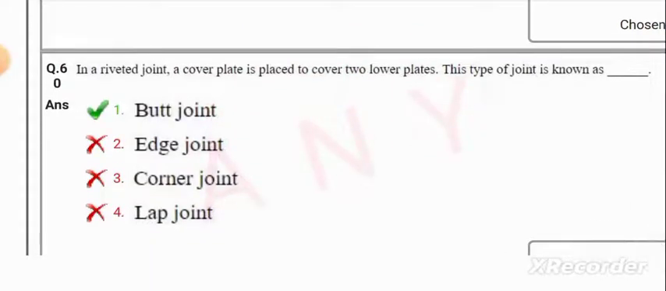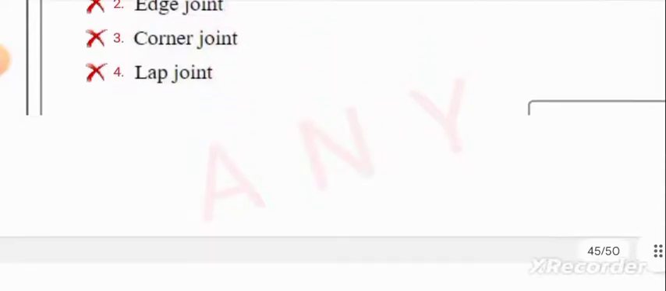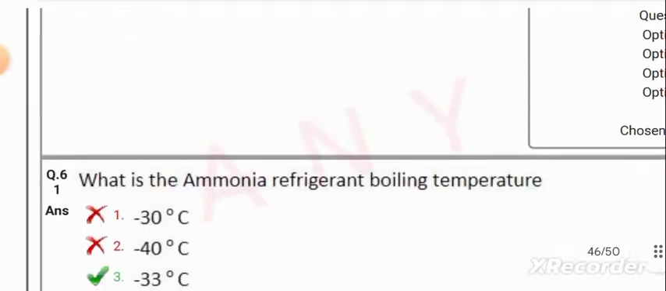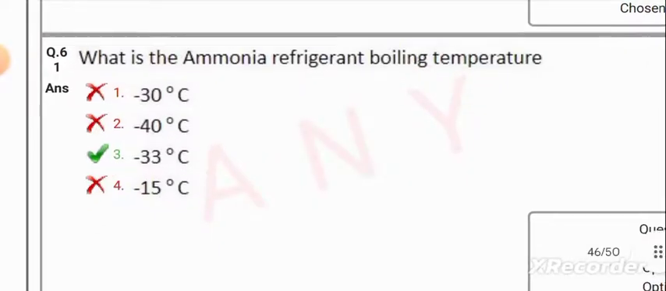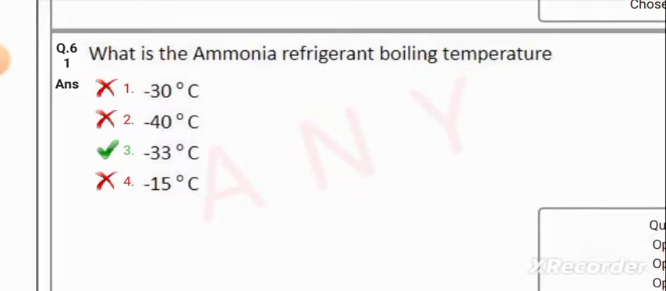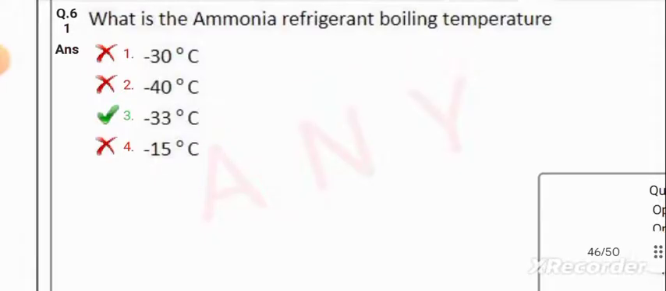In a rivet joint, a cover plate is placed to cover two layer plates. This type of joint is known as butt joint. What is the ammonia refrigerant boiling temperature? Minus 33 degrees centigrade.